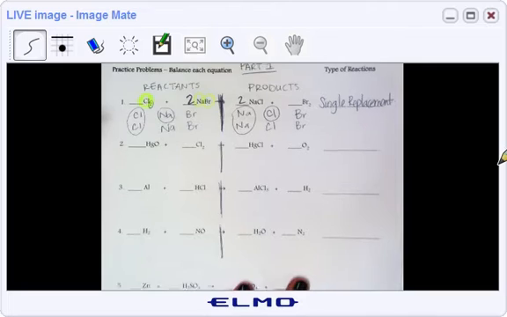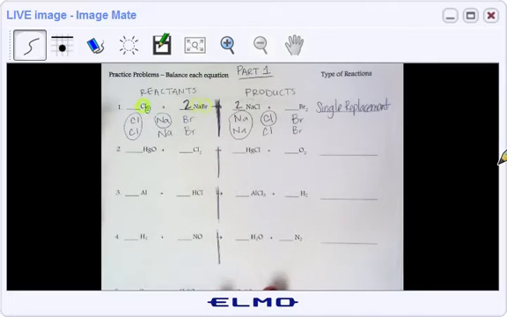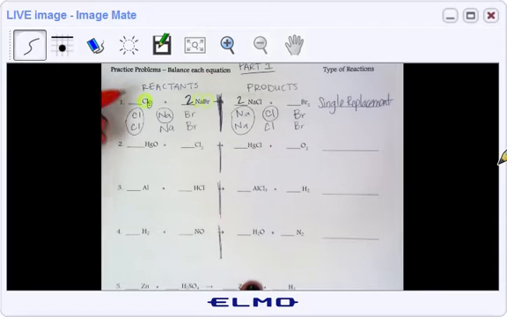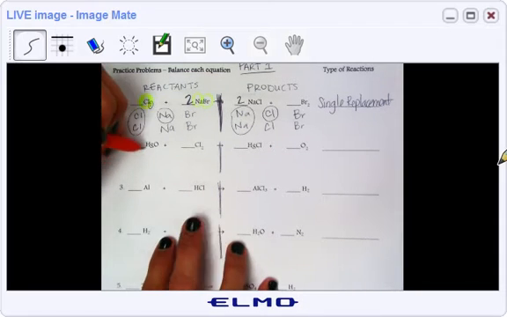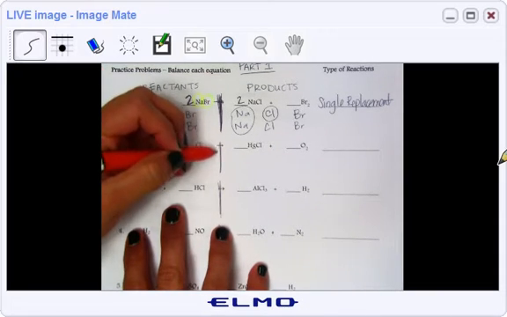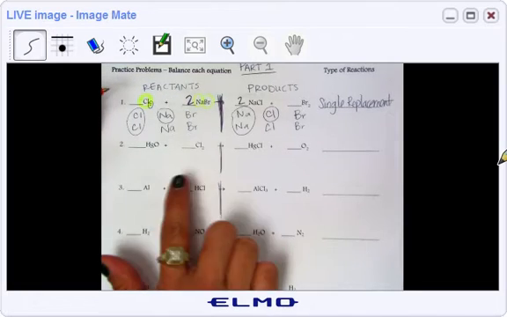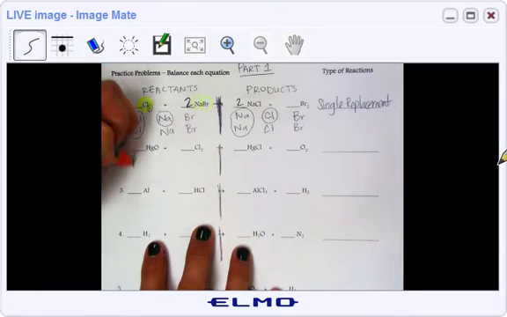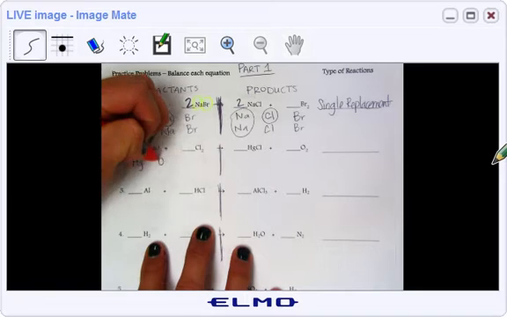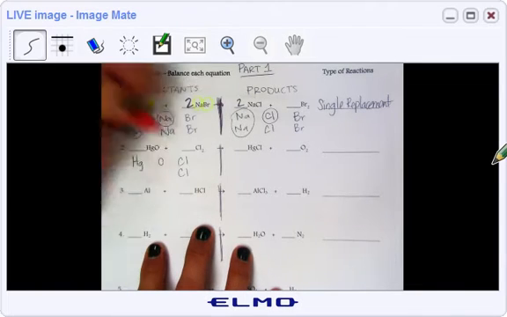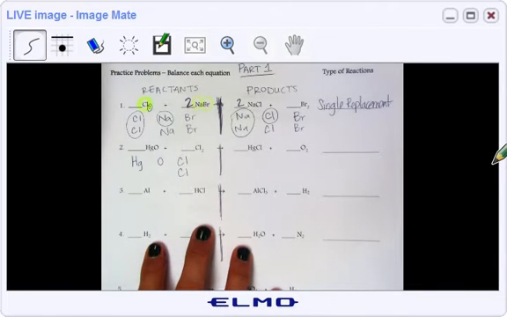We'll go ahead and balance one more before we go to part 2, which is going to be predicting the products. Okay, so the line down the arrow separates the reactants and the products. This is how I balance. If you have another way, then continue to do it your way as long as you're getting it right.